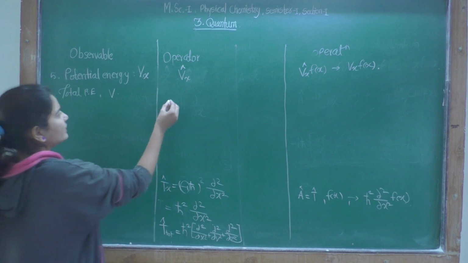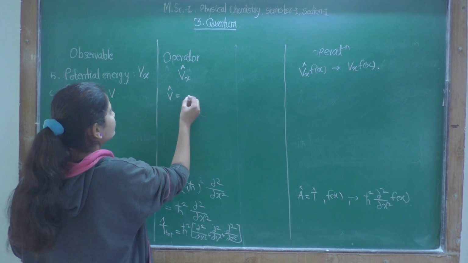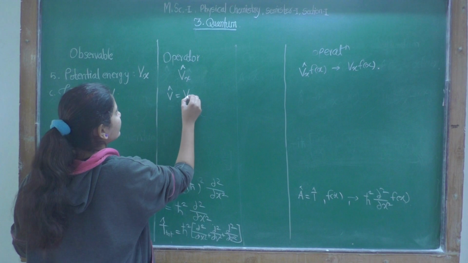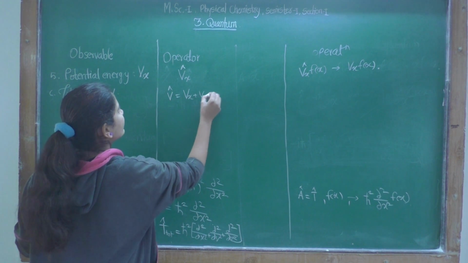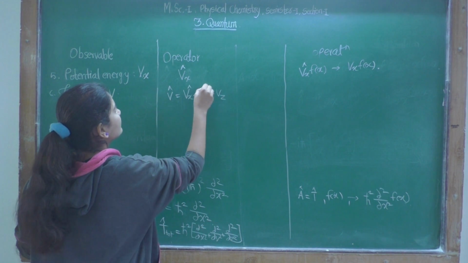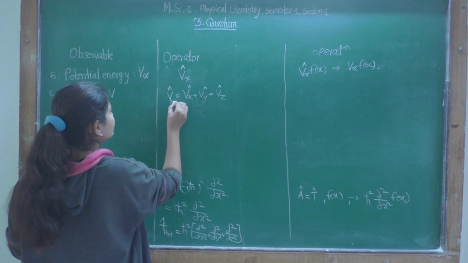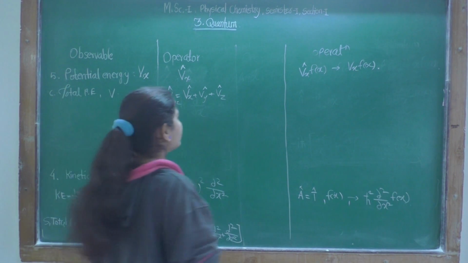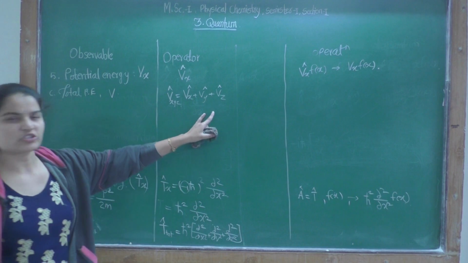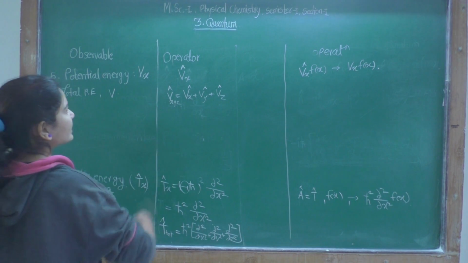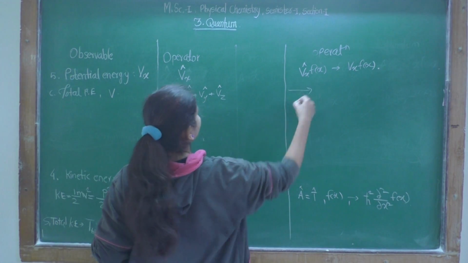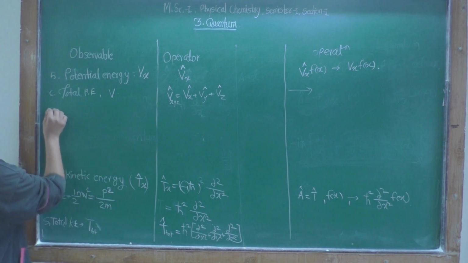Total potential energy, V cap, is equal to V of x plus V of y plus V of z, V of x, y, z, and we will just multiply each term with the function. That's it. That will be the operation. You can write it by yourself.